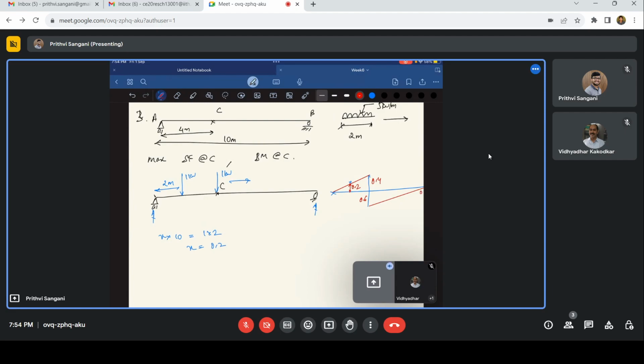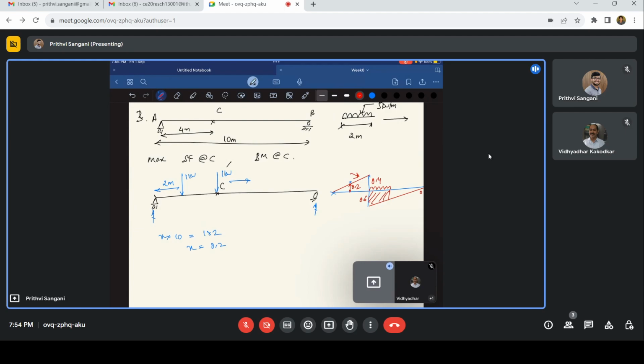Now where do we need to place our UDL to get the maximum shear force? So we just need to place it here somewhere, because here the ordinates are lesser, right? In this the ordinates are lesser. So you just place it in this and find out the area.